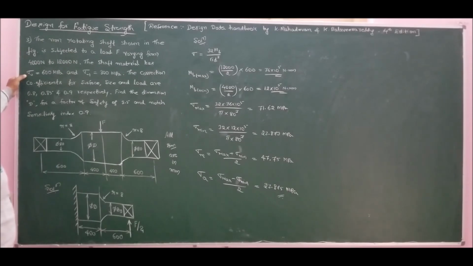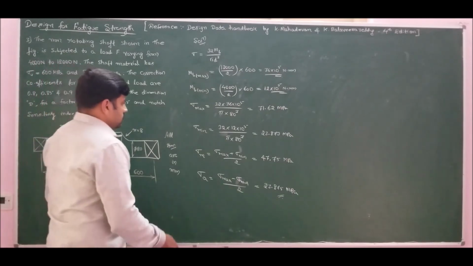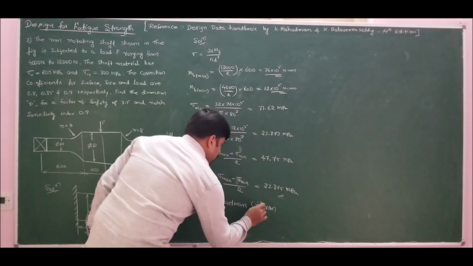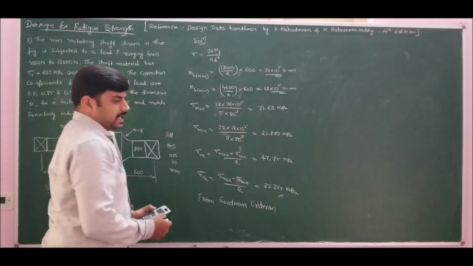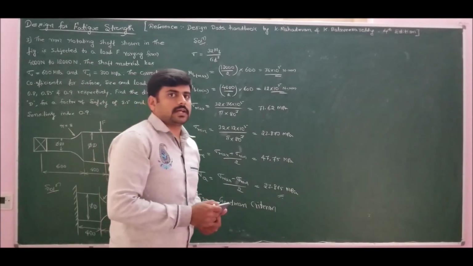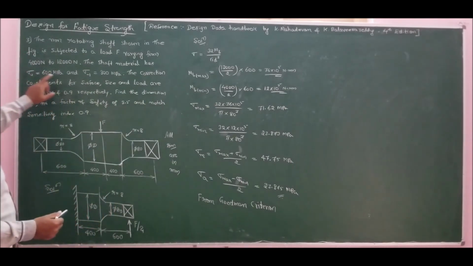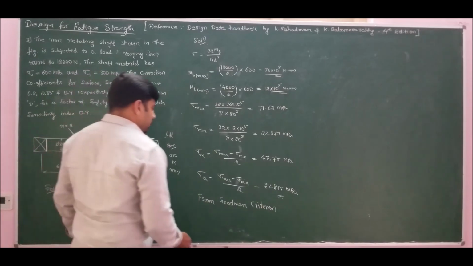Since he has given the ultimate stress for this shaft, I should use Goodman's criteria. If yield stress is known, we could have gone for Soderberg. When both are given, yield and ultimate, always go for Soderberg criteria. Here the yield stress is not given, he has given only ultimate and endurance. So therefore I am going for Goodman criteria.